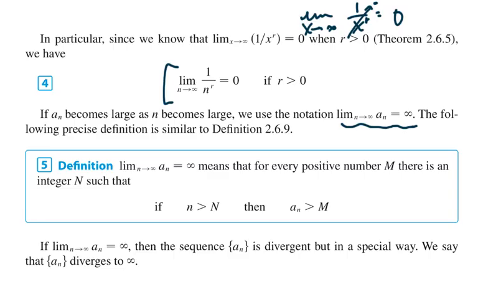The limit as n approaches infinity of a sub n equals infinity means for every positive number M, there's an integer N such that if n is greater than capital N, then a sub n is greater than capital M. So down here we say the sequence is divergent, but in a special way. So we say the sequence of a sub n diverges to infinity.